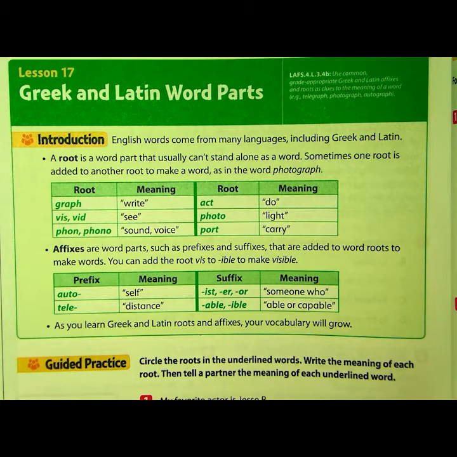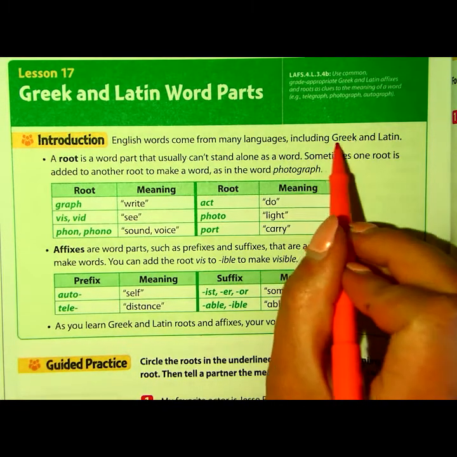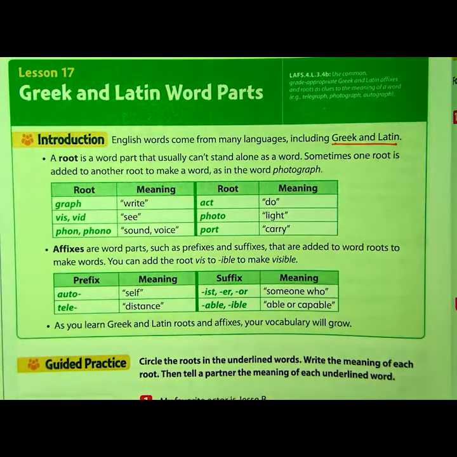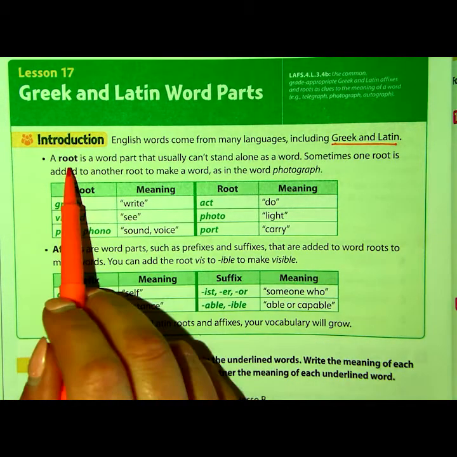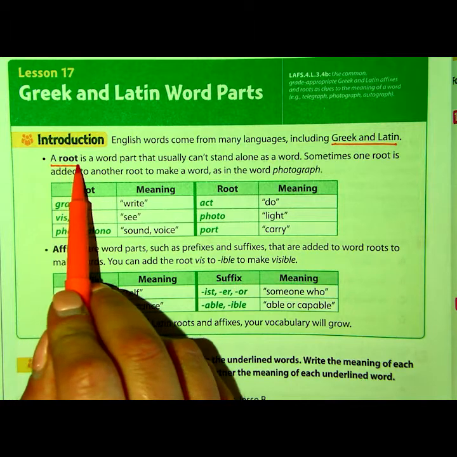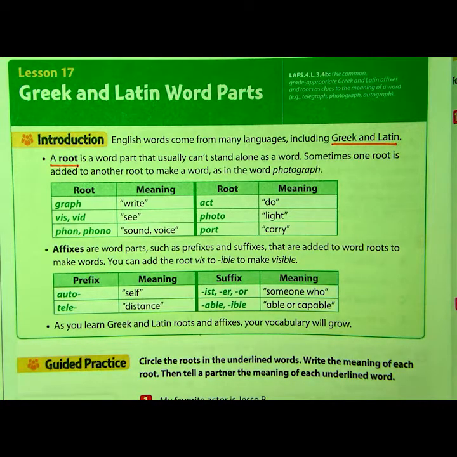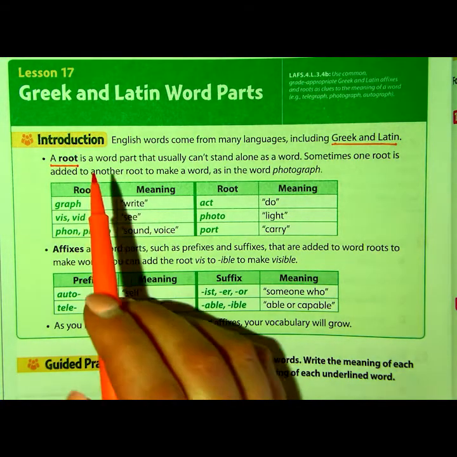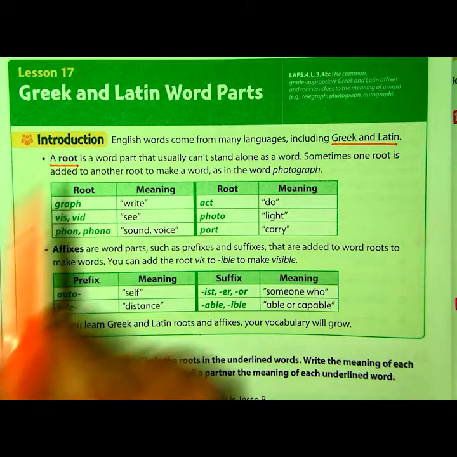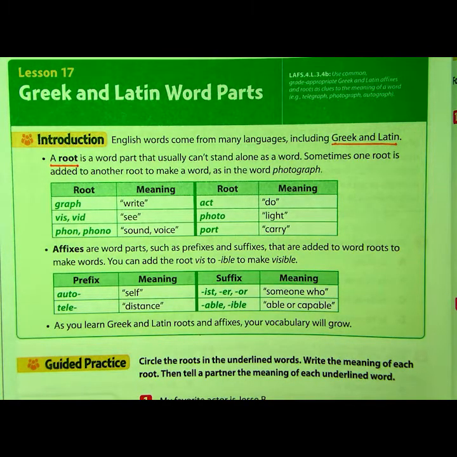All right, today we are on lesson 17, learning about Greek and Latin word parts. A lot of words in the English language actually come from many other languages, including Greek and Latin. And they are broken apart into different word parts. So the first is a root. I'm sure that you guys have heard of that before, sometimes called a root or a base word. But the root is a word part that usually cannot stand alone as a word.